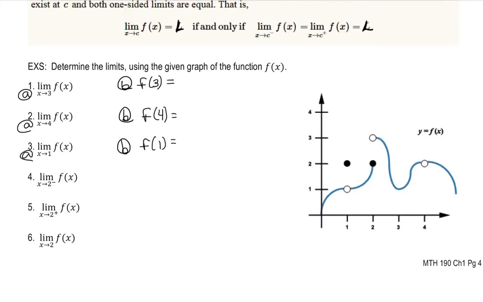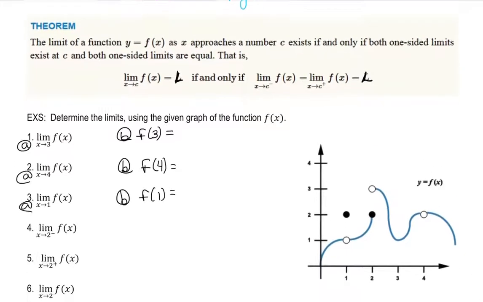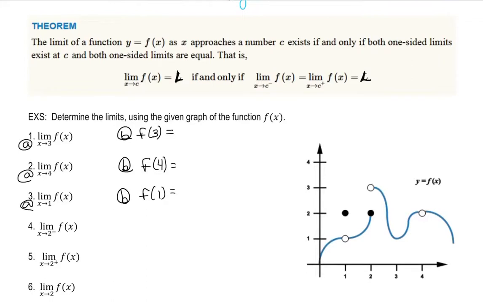Our first example asks: what is the limit as x approaches 3 of f of x? And also, what is just f of 3? First, let's actually do part B. Let's just do f of 3. f of 3 just says go to where x equals 3, go to that function, and look: oh yeah, it looks like f of 3 is defined, and f of 3 is equal to 1.